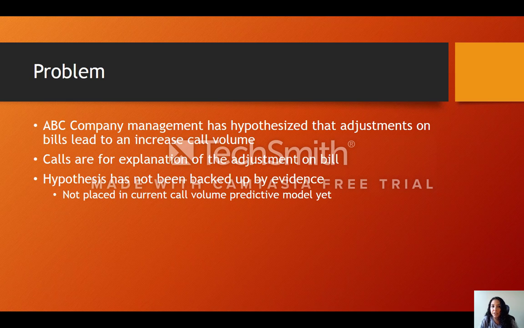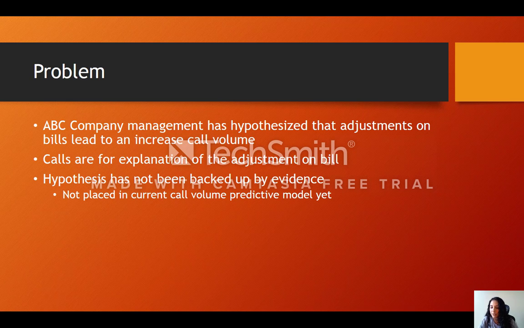So the problem we really focused on had to do with those billing adjustments and the call center. Many management staff at ABC Company have assumed over the years that the spikes in call center volume have to do with billing adjustments. So the theory has always been that more adjustments on more customer bills leads those customers to call in and get some clarification on those adjustments before they go ahead and pay those bills.